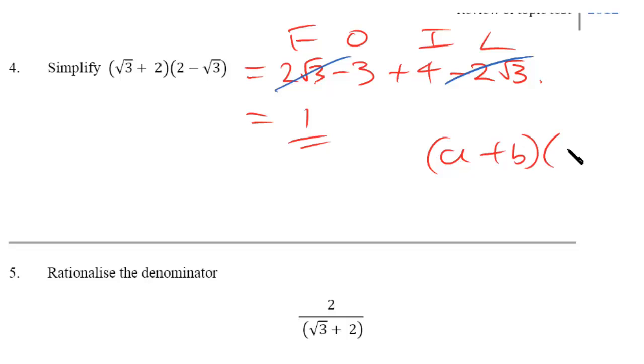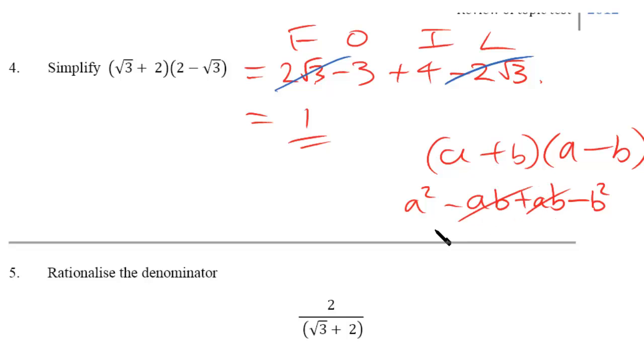A plus b times a minus b. Change the sign. You get a times a is your first two things. Your outer two things, you get a times minus b. Your inner two things, ba or ab, doesn't matter which order you write them in, plus b times minus b, that gives you minus b squared. And you see that these two just cancel to leave you just square numbers. And if you've just got square numbers, there'll be no square roots.